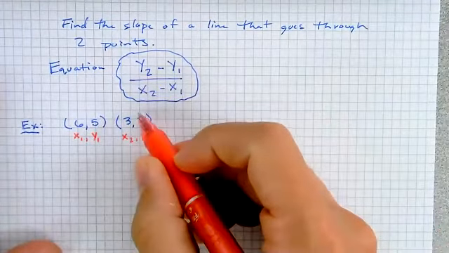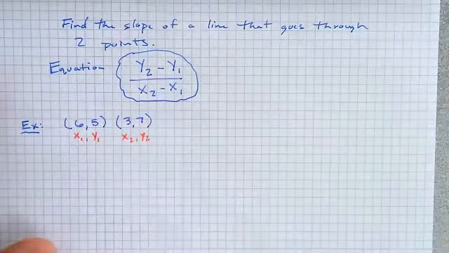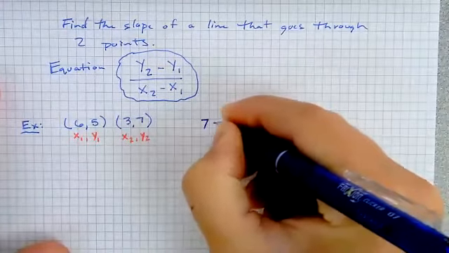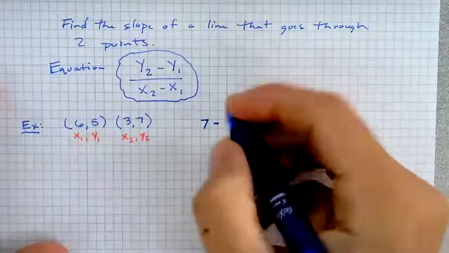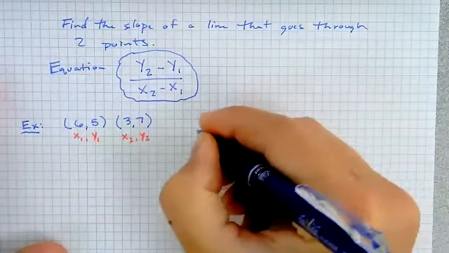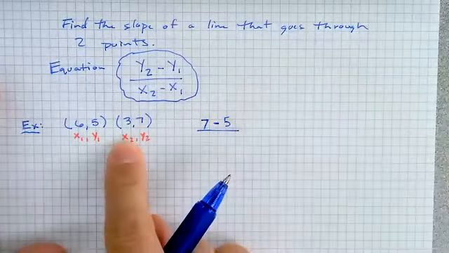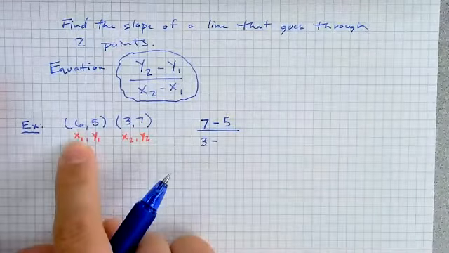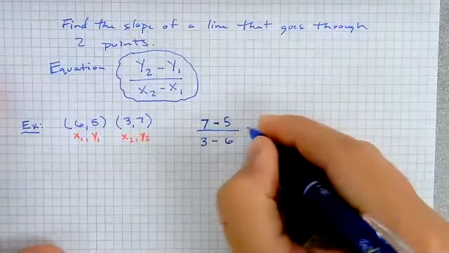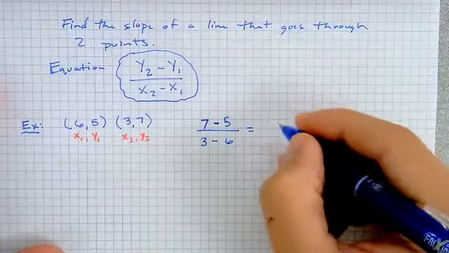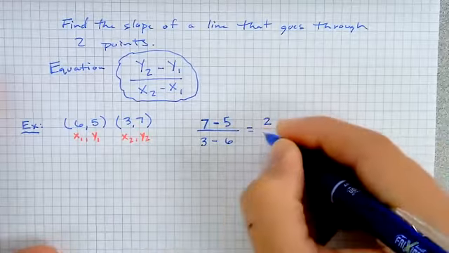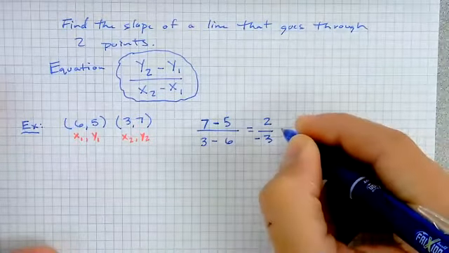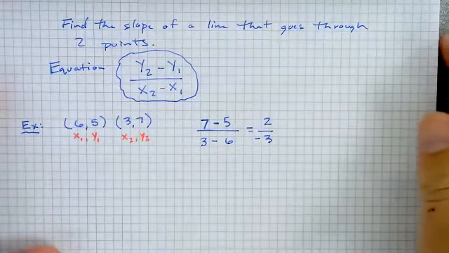Okay, so y2 we said was 7. y1 was 5, so 7 minus 5. x2 is 3, and x1 is 6. So we got 7 minus 5 is 2, and 3 minus 6 is -3. So we have a slope of -2/3.